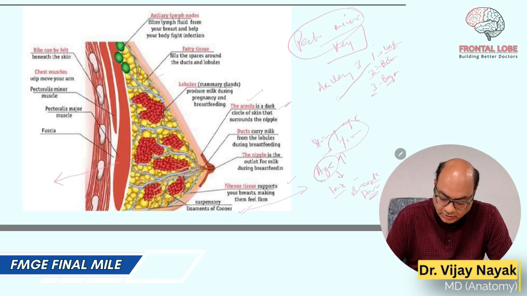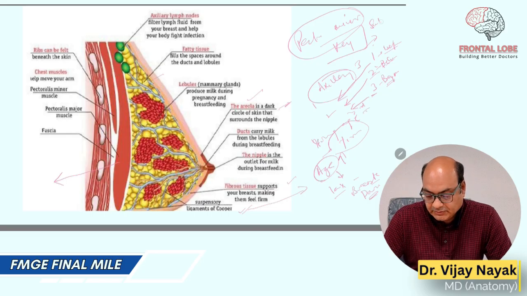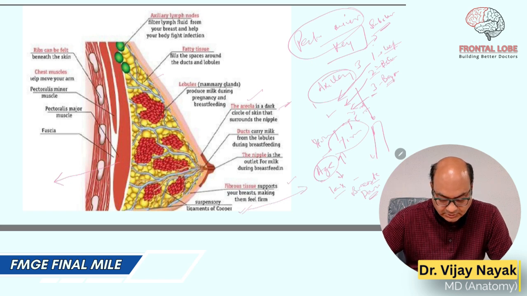To make it easier, the first part has one branch, the second part has two branches, and the third part has three branches. So the axillary artery is very important. Axillary artery is nothing but the continuation of the subclavian artery. And axillary artery continues as brachial artery, which further divides into radial and ulnar artery. You all know it. So this is about this question.